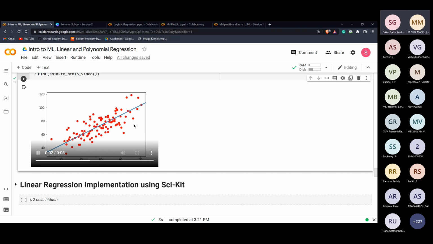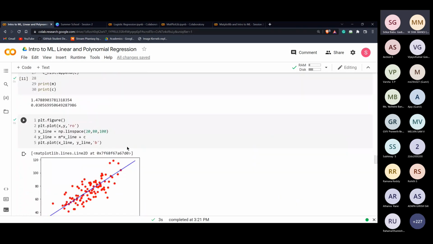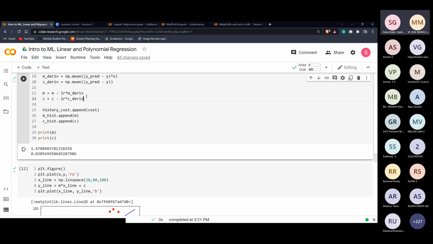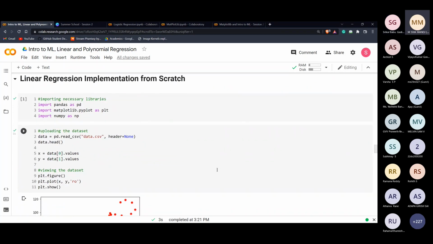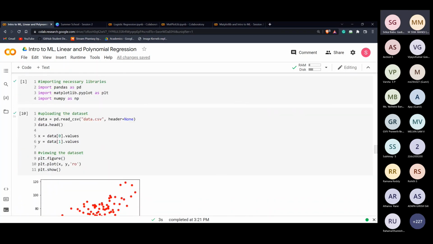This is how linear regression is implemented from scratch. The basic crux of this is the updation equation. If you understand the updation equation, there's nothing else. It's simple code. Are there any doubts in linear regression implementation from scratch?